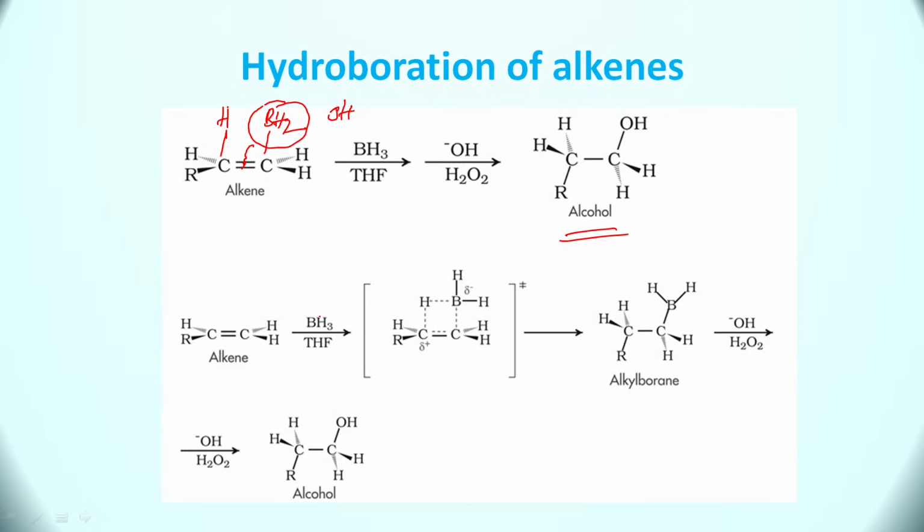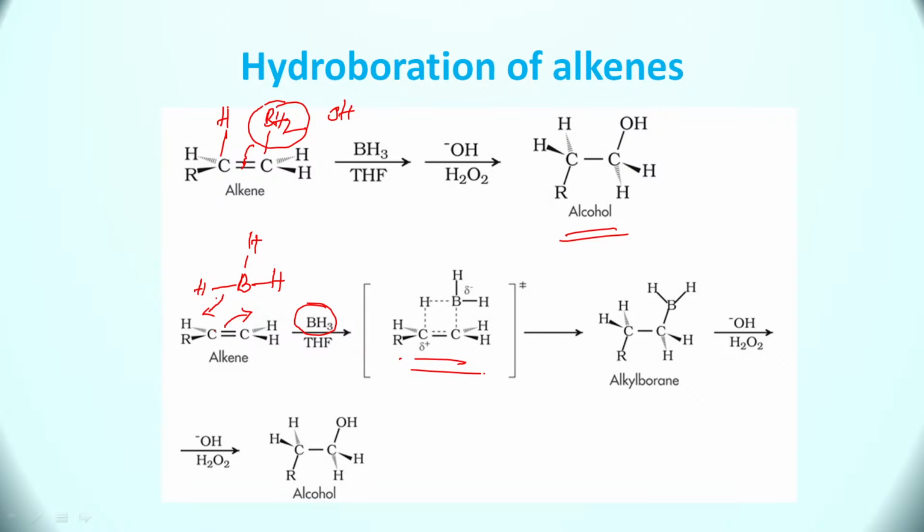First, there is an addition of BH3. This is the addition of BH3. This is the transition state you will get. Let us take this is the hydrogen, and this is the H. Here these electrons come like this, and these electrons come like this. So here H.